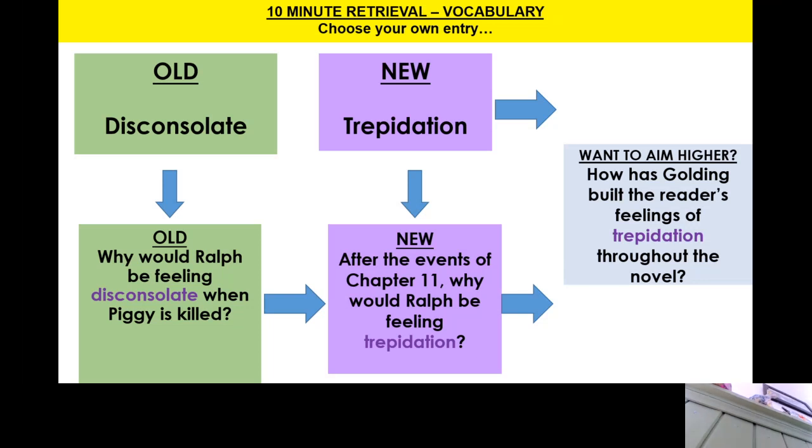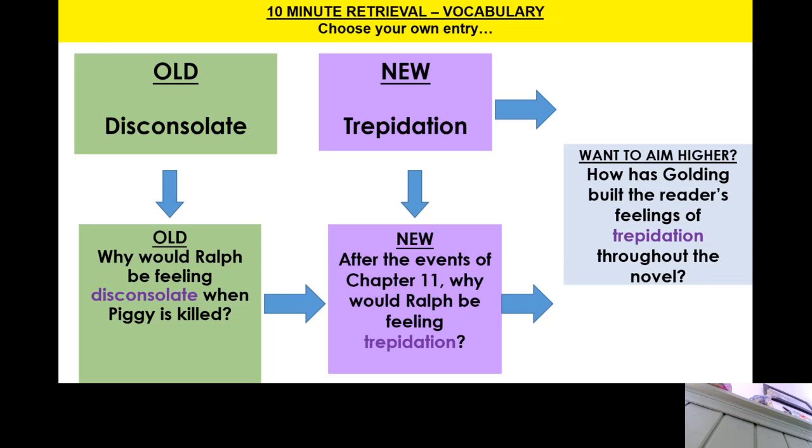So why would Ralph be feeling disconsolate when Piggy is killed? Well, firstly, who has essentially been his best friend, his advisor on the island, is brutally murdered before his eyes. But there could also be a sense of Ralph being guilty for what he's done, because he has been mean to Piggy in the past. He's the one that led Piggy up there, and Piggy was always very vulnerable without his glasses. So Ralph is going to be feeling an intense sense of horror, but also guilt as well.